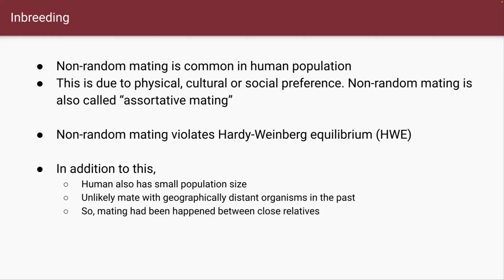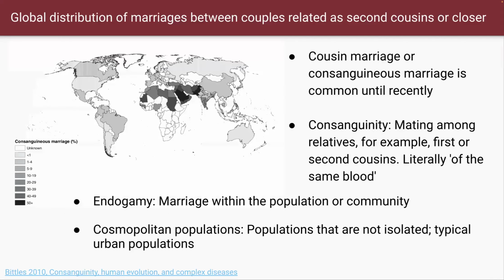On top of that, humans also have a very small population size and were unlikely to mate with geographically distant people in the past, right? Think about 500 years ago. It was unlikely to meet someone from a different continent, right? Because we didn't have good navigation skills or transportation. So we always married someone geographically in the same region, right? But nowadays, it's a bit different. And mating has happened between close relatives. That is also a source of non-random mating.